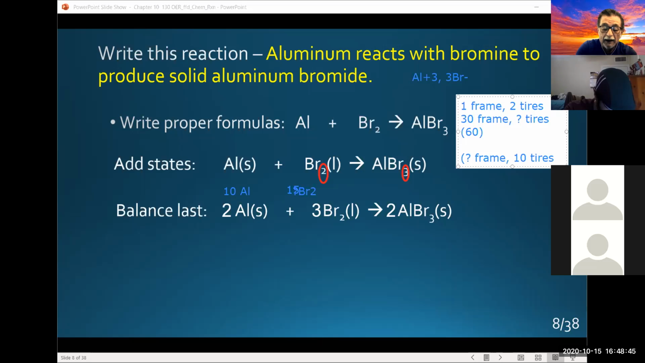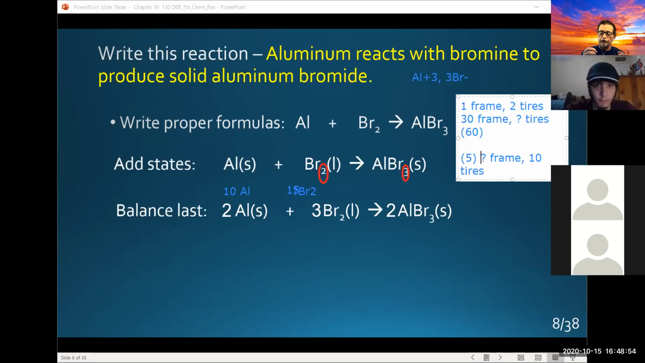Okay. And you just did in your head, those of you who worked that using the bicycle, you just did stoichiometry. Now, for some reason, I'm still trying to figure out why, instead of frames, I say aluminum, and instead of tires, I say bromine. It gets complex. But the same thought process of you figuring out the frame and tires, we use here because we have a ratio. I mean, I could have gone, okay, this is a 2-wheel bike. What if it was a tricycle?